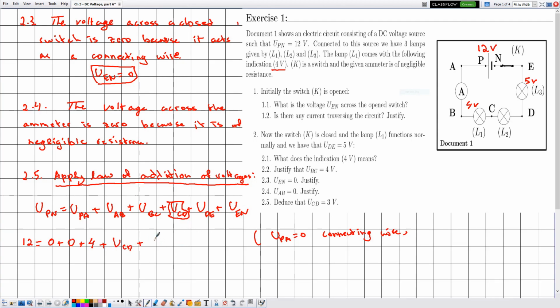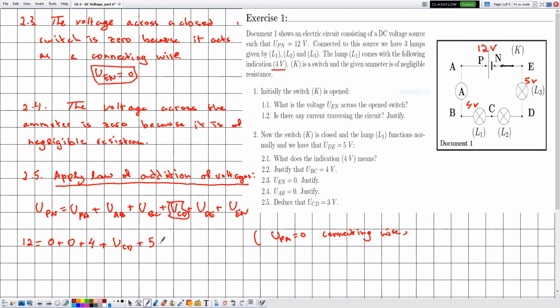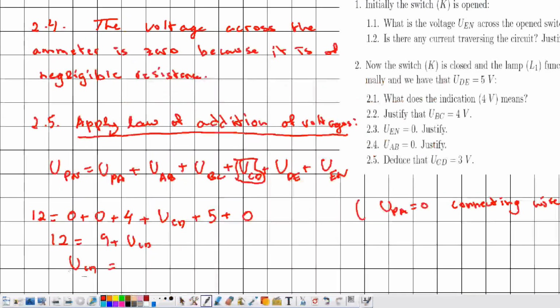Now the voltage UDE is given by 5 volts given in part 2. And UEN is equal to 0, because the switch is closed, as justified in part 2.3. Therefore 12 is equal to 9 plus UCD. So UCD is equal to, this is a linear equation with one unknown. The unknown is given by UCD.